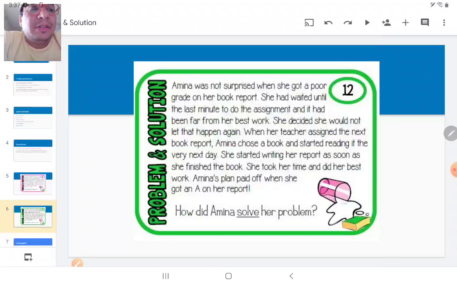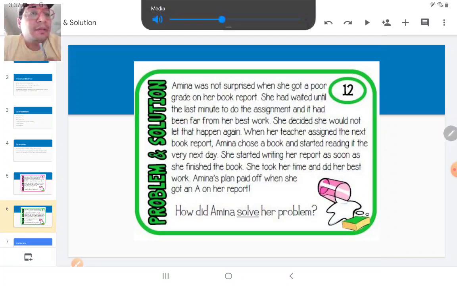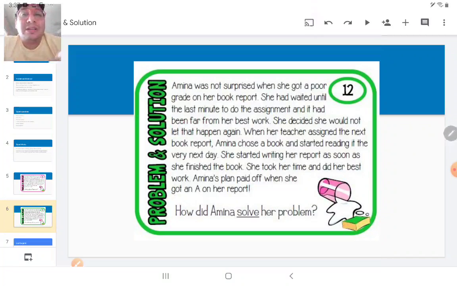So how did Amina solve the problem? Remember in the beginning, in the previous slide, it was the same story. She had a problem. We knew the problem, what it was. She didn't study enough time, and she just did it too quickly. Now that she said that, what is her solution to the problem? Well, what did she do? What did she do differently, right? Or what were her steps in solving this? That's the type of stuff you ask yourself. How did she make a difference this time?